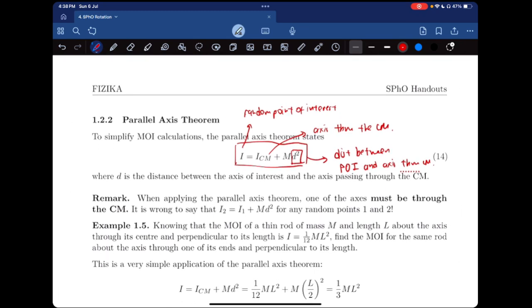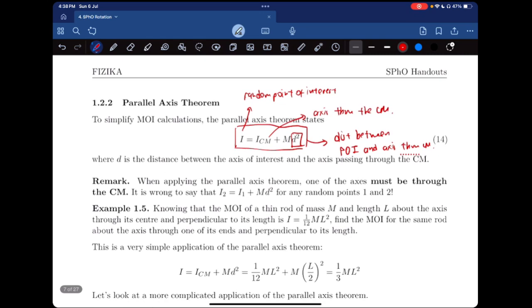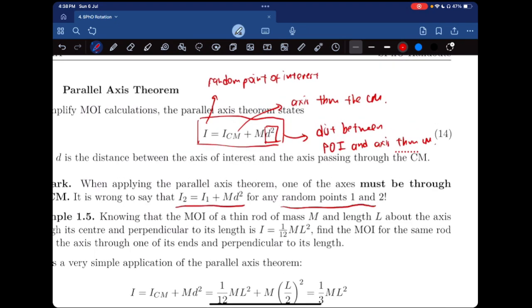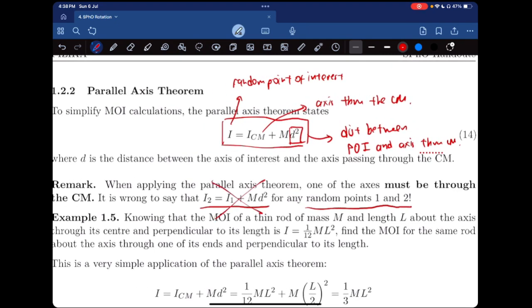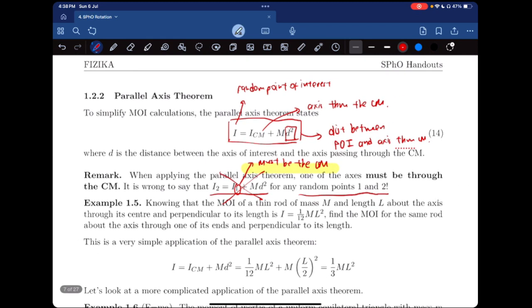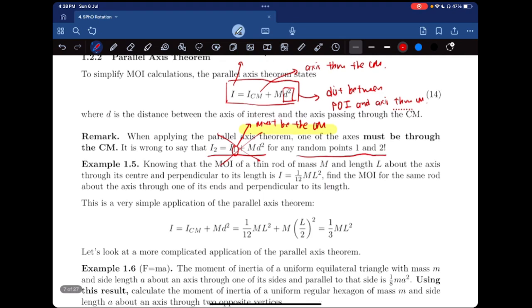Now the hard part is how to apply this. It's a very common mistake when you apply the parallel axis theorem to write an equation like this: I2 equals I1 plus MD squared, where you just took any random points 1 and 2. Now this is wrong. When you apply the parallel axis theorem, your point 1 here must be the CM. So you can't just write a relation like that for any 2 random points. It just doesn't work. So there's a small subtlety here that you need to be careful with.